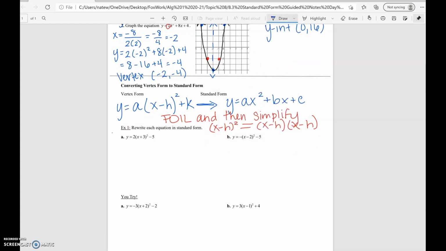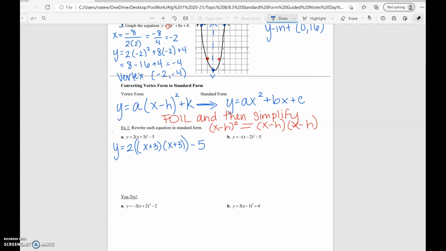So rewrite each equation in standard form. We're going to take this equation here and rewrite it. We're going to have to FOIL. So we're going to do y equals 2 times (x plus 3)(x plus 3). I added a set of parentheses around it because it's squared, so we have to do those first before we multiply by 2.